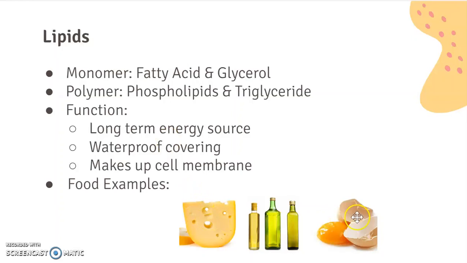Here are three food examples. So we've got cheese here. Cheese is filled with lipids. Any type of oil, sunflower oil, avocado oil, vegetable oil, any of that is going to contain a lot of lipids, a lot of healthy fats. And then we've got our eggs. Eggs contain more than one thing. Eggs are also a great source of protein. But whenever we're thinking about this, the egg yolk is going to contain a lot of healthy fats. Okay.